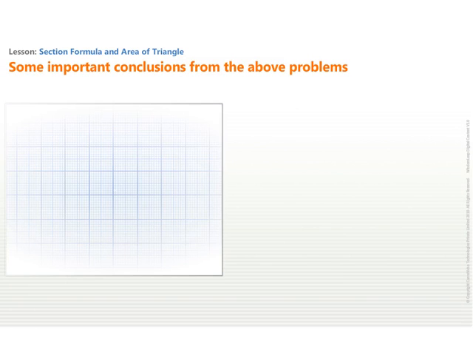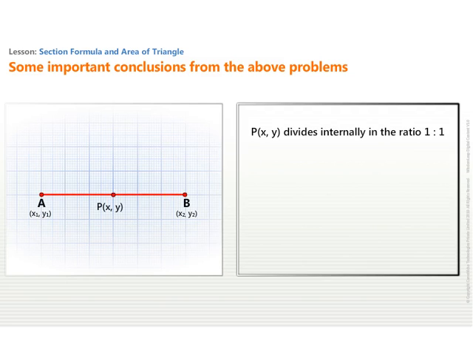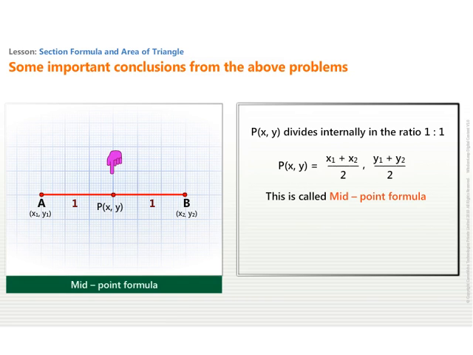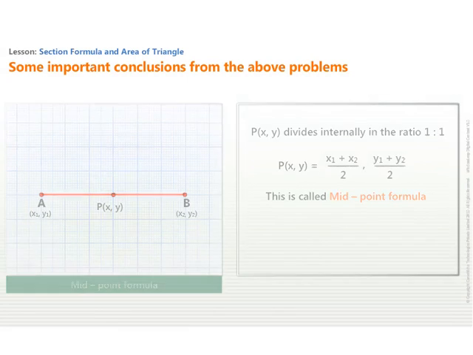Let us summarize some important conclusions from the above problems. In the above problem, we observe that if P(x, y) divides the line segment internally in the ratio 1:1, then from section formula we get P(x, y) equal to ((x1 + x2)/2, (y1 + y2)/2), which are the coordinates of the midpoint of a line. This is called midpoint formula.